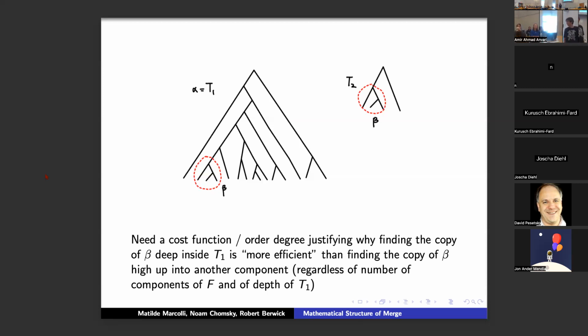So I have to try to sell you this idea. Okay, so let's see if I can convince you of that. If I want to say that this is the case, I have to come up with some kind of cost function that will make searching very deep down into this tree more economic than searching near the top of the other tree.